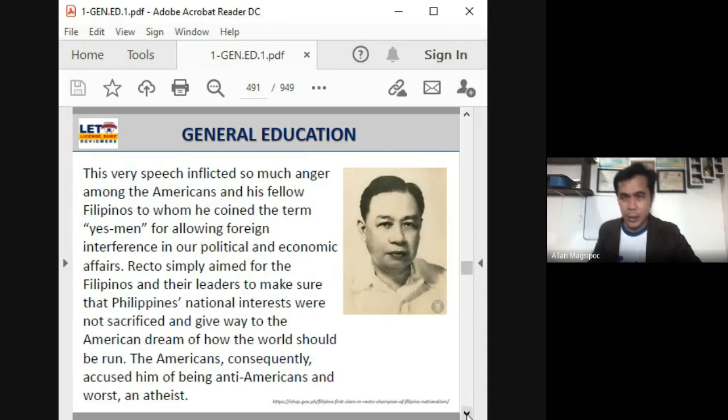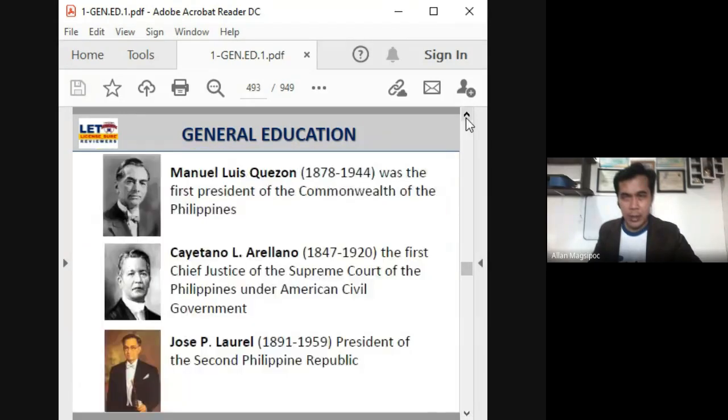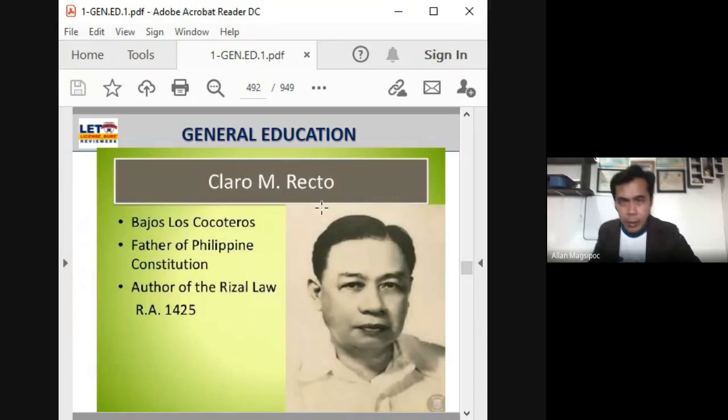So, yun ang nangyari after ng speech ni Claro M. Recto. Okay, Claro M. Recto is also known as the father of the Philippine Constitution. Take note, ha? Claro M. Recto, the father of the Philippine Constitution, and he is the author of RA 1425. That's why we have the Rizal subject in college. Siya pala ang salarin. Rizal Law.